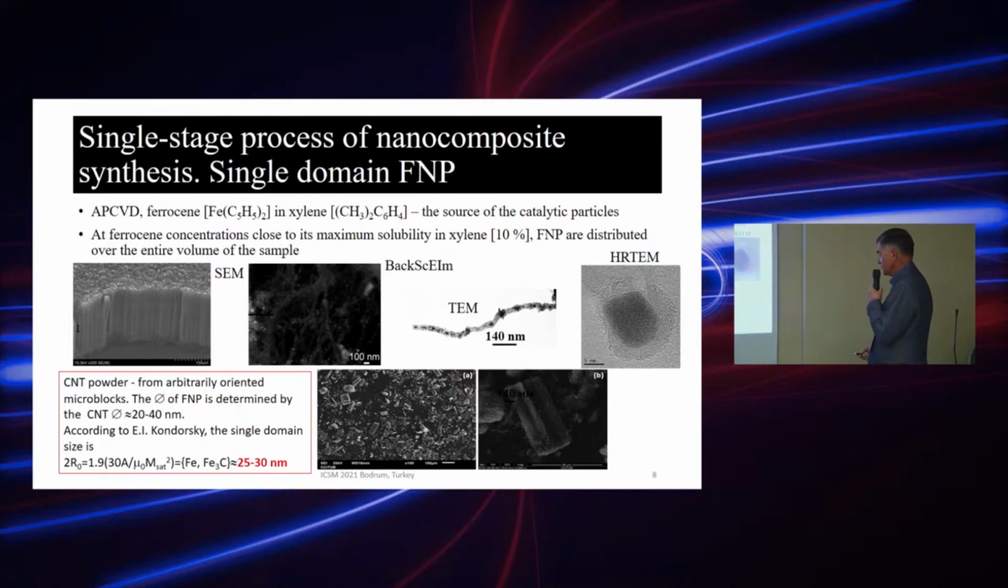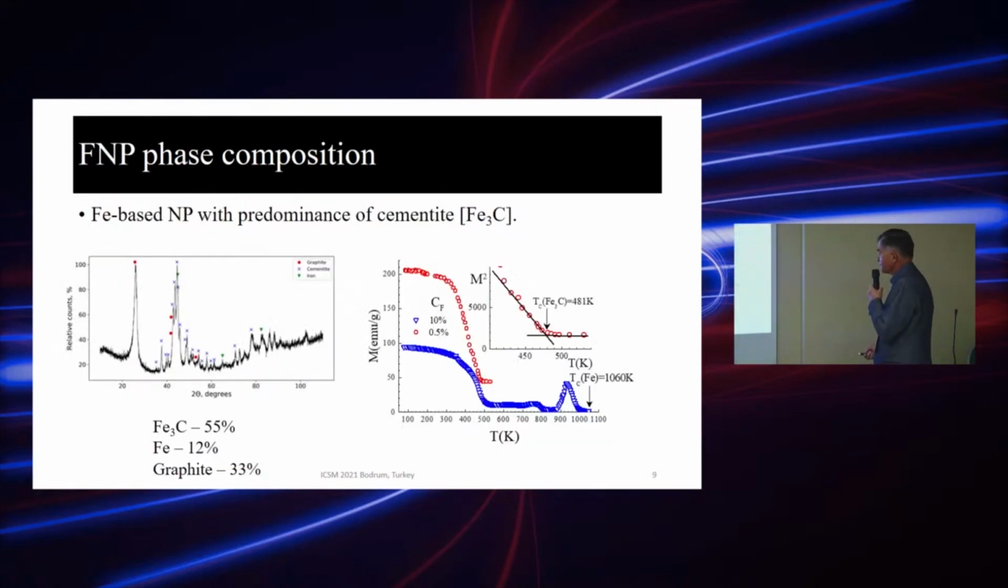So we believe that we deal with single domain nanoparticles. Here you may see the example of carbon nanotube extracted from this massive, and black spots are these embedded iron-based material or nanoparticles. From X-ray diffraction, we concluded that the main phase is cementite with small inclusions of iron and also graphite. So this is typical XRD picture.